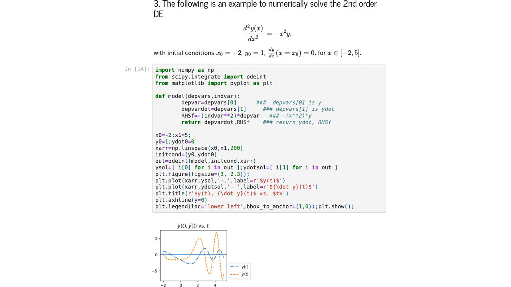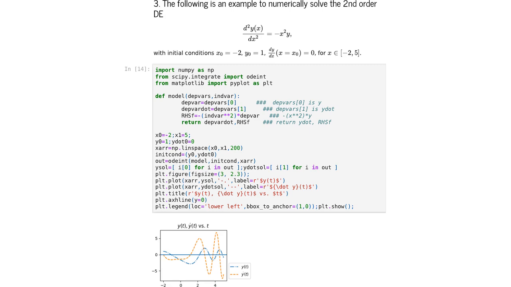Inside the function, it unpacks y and y dot, then calculates the right-hand side of the second differential equation, which is negative x squared times y. It returns y dot, and this calculated right-hand side, effectively providing the derivatives for our system of two first-order equations.